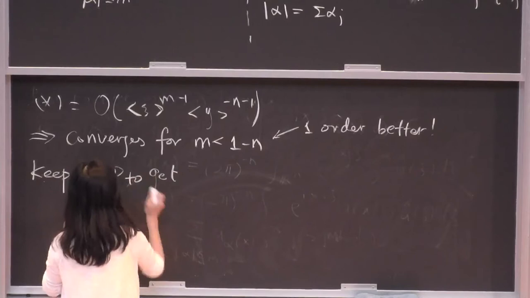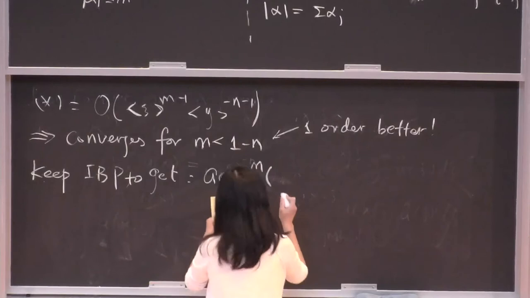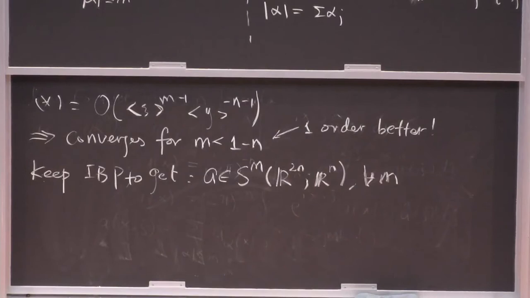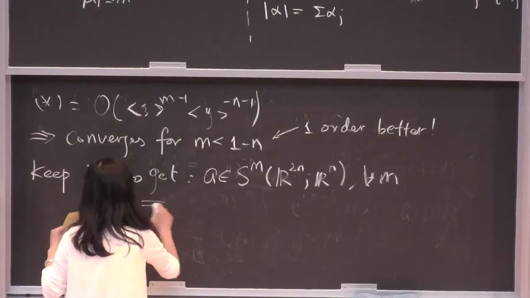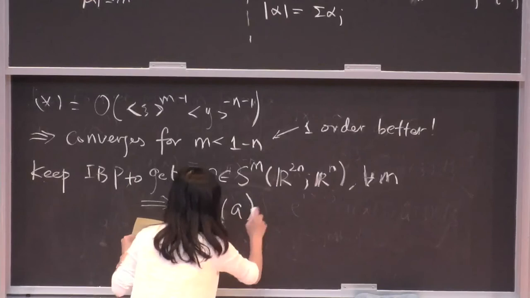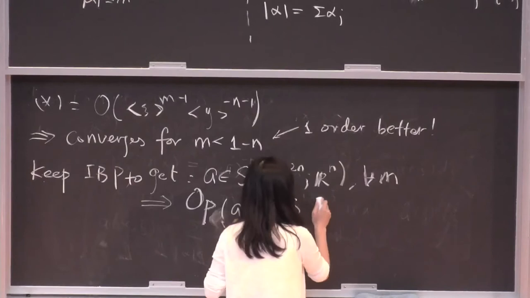If A is in the symbol class S^m, from R^{2n} to R^n, for any m, then no matter what N I have, I always have this nice mapping. This Op A, this quantization of A, this operator, can actually map from the Schwartz class to L infinity.